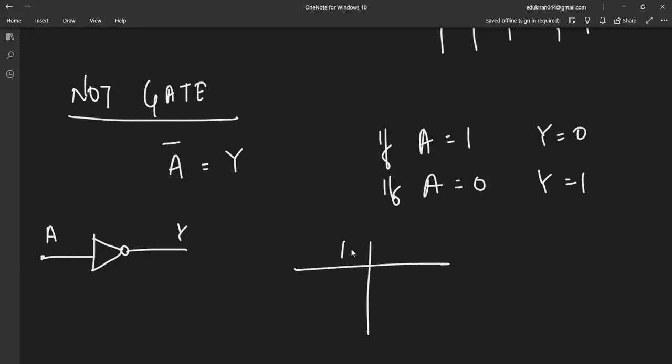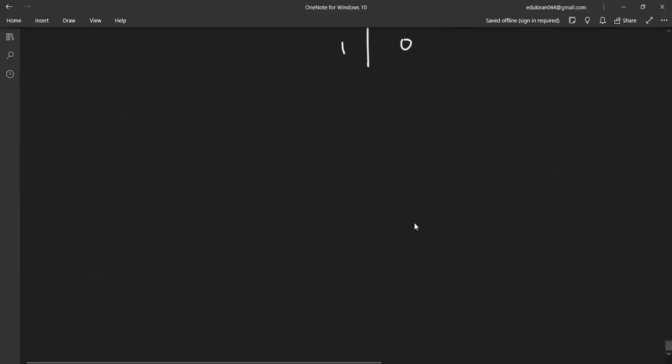What will be the truth table? A and Y. 0, so 1; 1, so 0. This is how the output will look. That's it. Now you have combinations of gates. Apart from this, you have various combinations of gates.